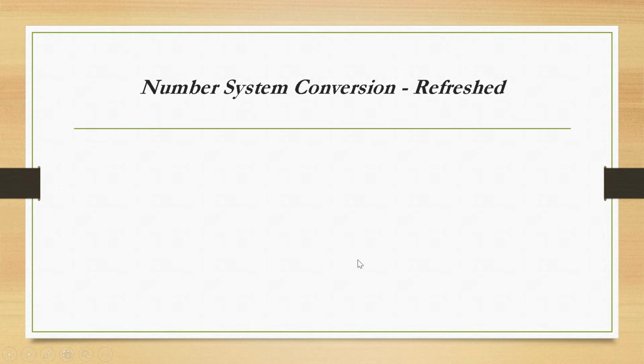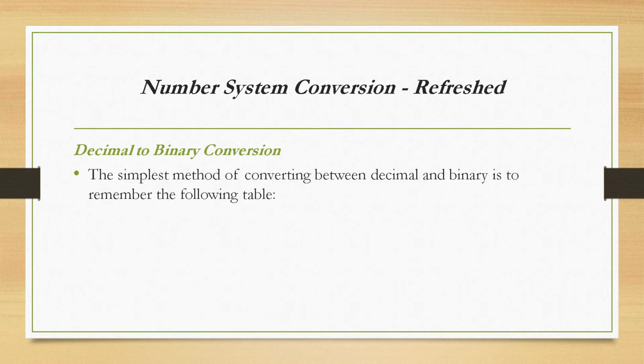Now, maybe we should refresh the number system conversion. For decimal to binary conversion, the simplest method is to use the following table. Why are we going to use this table? Because remember, in IP addressing there are 8 bits in 1 byte, so there will only be 8 bits. So 1, 2, 4, 8, 16, 32, 64, and 128.